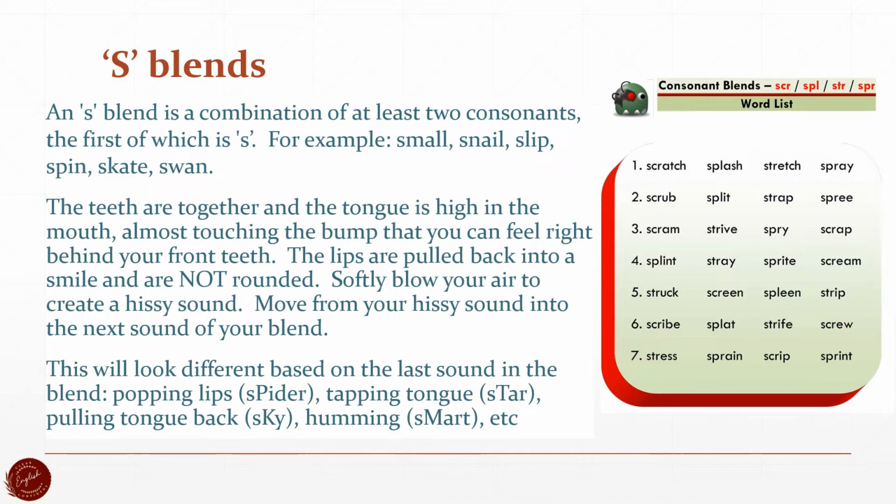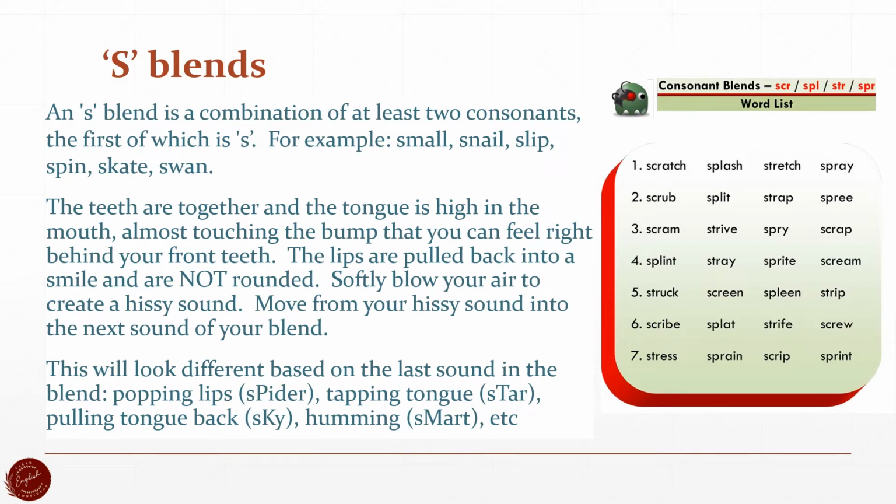We create those blends when we start off with the consonant S, and we create them when the teeth are together and the tongue is high in the mouth, almost touching the bump that you can feel right behind your front teeth. The lips are pulled back into a smile and they're not rounded. Then you softly blow your air in to create a hissy sound, and then you move from your hissy sound into the next sound of your blend.